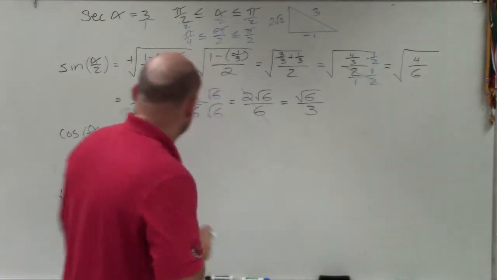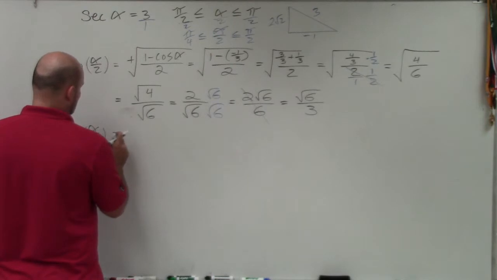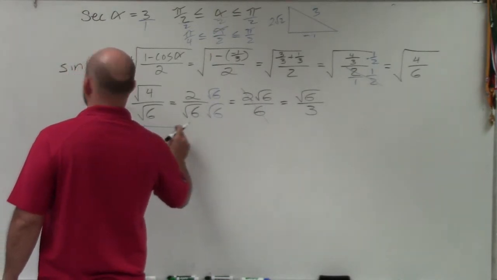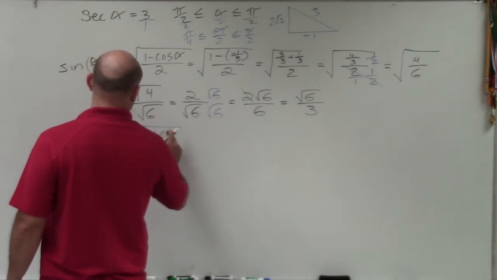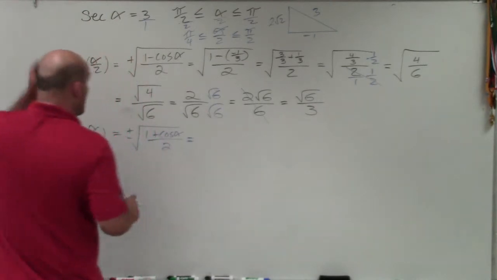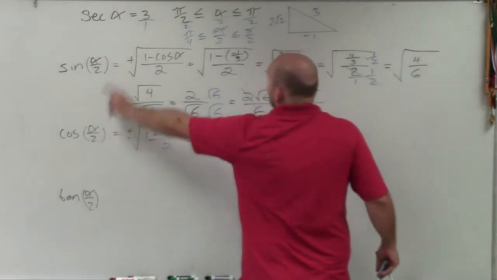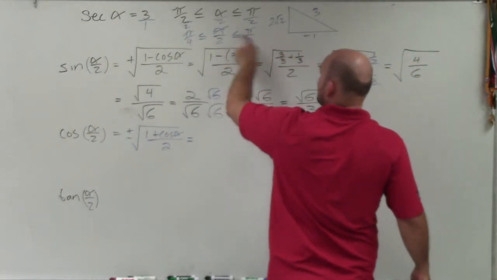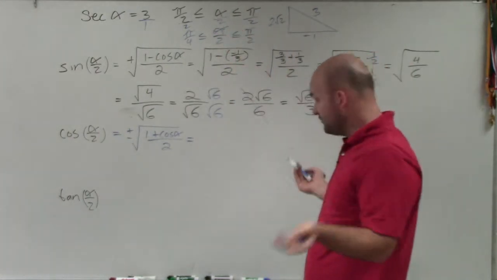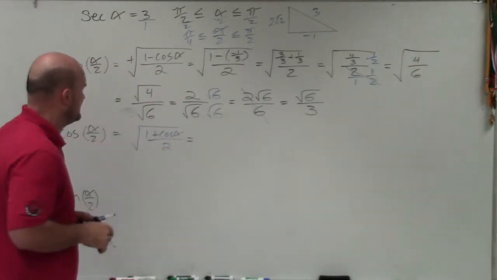OK, so now let's get into cosine. Cosine is going to be the exact same thing, except now we're using a different formula. So cosine is going to be, again, plus or minus the square root of 1 plus cosine of alpha divided by 2. Now, again, we need to determine is cosine positive or negative for alpha over 2. So again, alpha divided by 2 is between pi over 4 and pi halves, which is still in the first quadrant. So therefore, cosine is going to be positive as well. So I'll just leave that as the positive value.